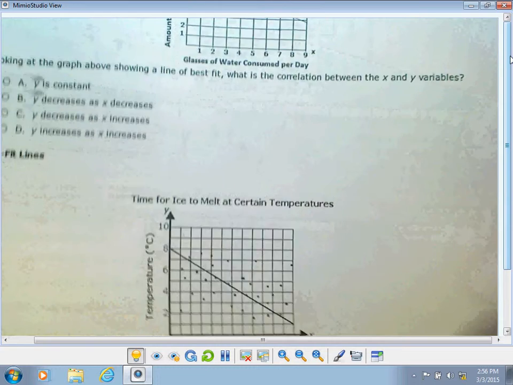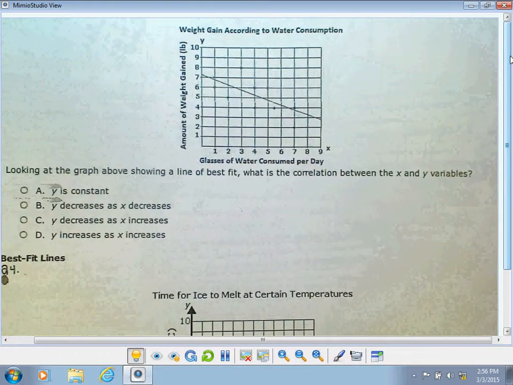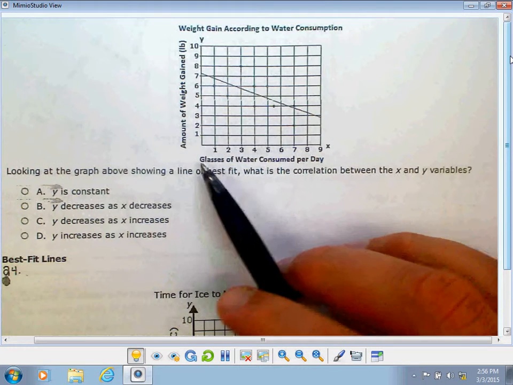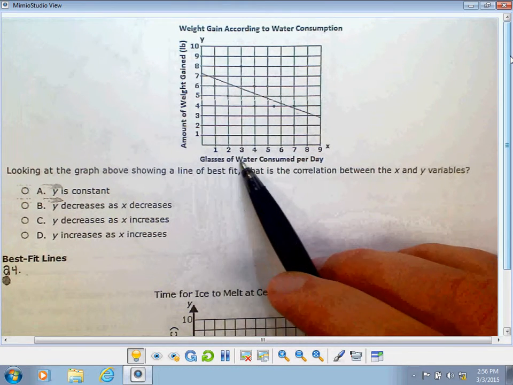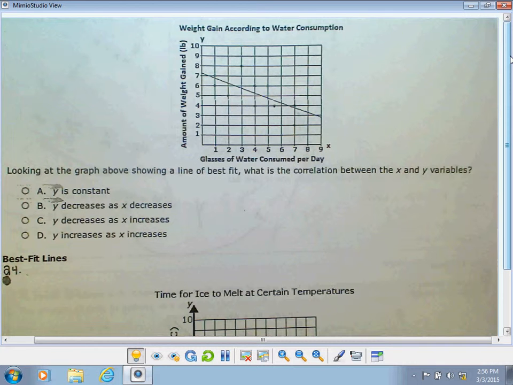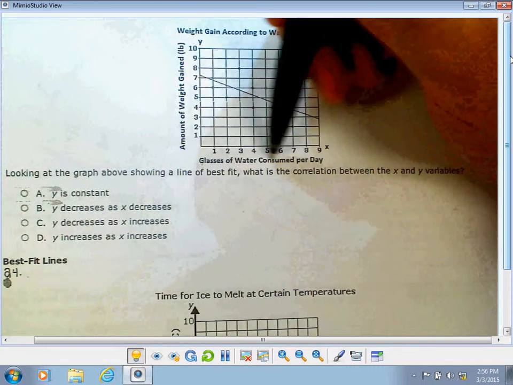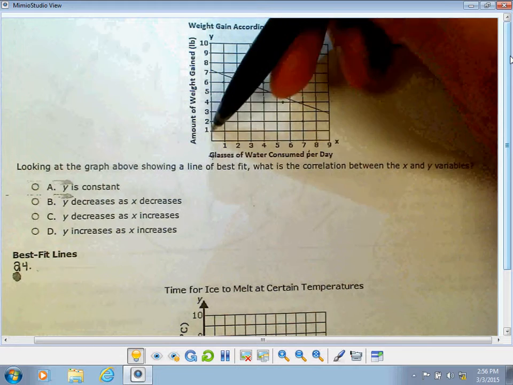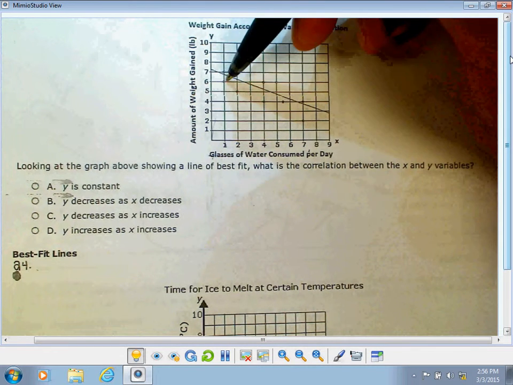Okay, let's go to number 23, another best fit line one. It says, looking at the graph above showing a line of best fit, what is the correlation between x and y variables? Well, we would call this a negative correlation. So if we read it like this, as the glasses of water goes up, what happens to the amount of weight gained? Well, if you look at the graph, as the glasses of water go up, this goes down. When it was 1, it was right around 7.